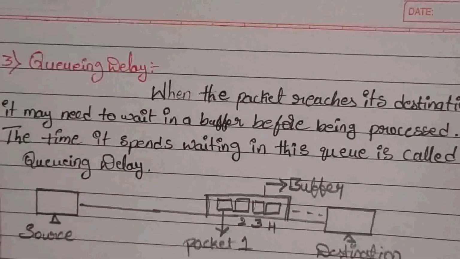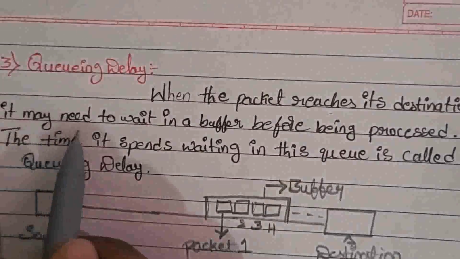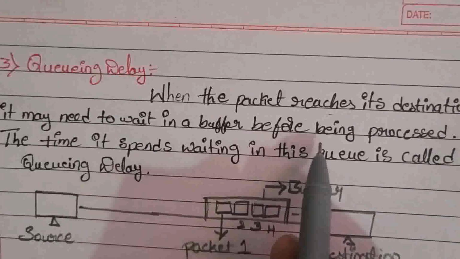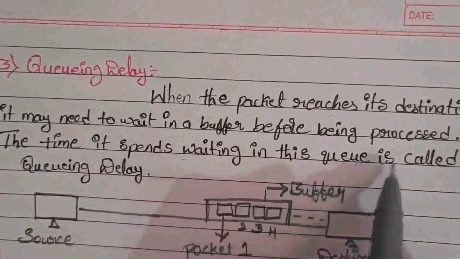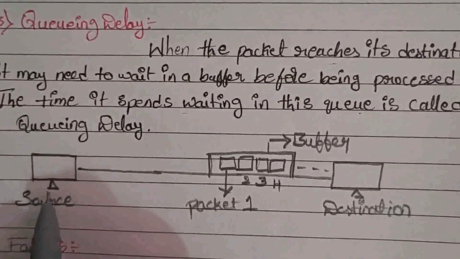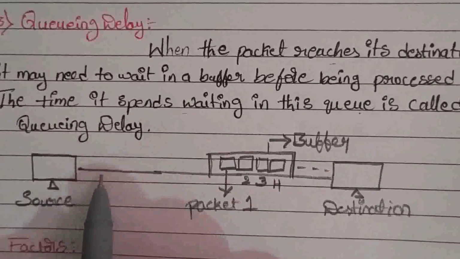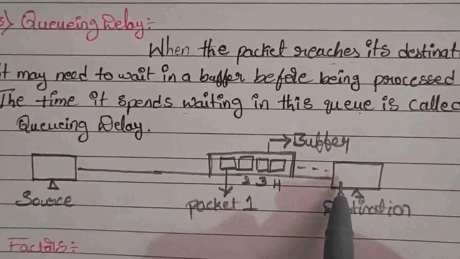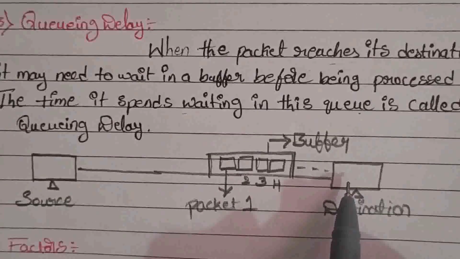Now, the third delay, queuing delay. When the packet reaches its destination, it may need to wait in a buffer before being processed. The time it spends waiting in this queue is called the queuing delay. Simple. Source and the destination are there. If the source sends all the packets at a time, they go to the destination.